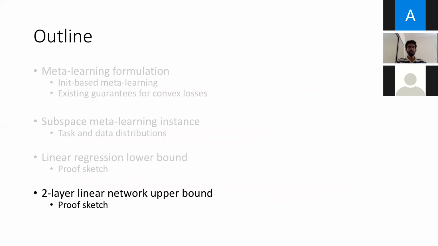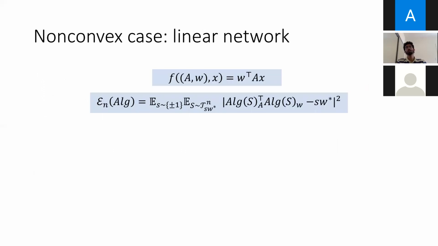Okay, so I'll describe the two-layer case now. Again, it's the same setup. The regressor is now W transpose AX instead, and you can exactly rewrite the excess risk depending on the first layer and the second layer learned by this algorithm. So it's again the effective classifier of the first and second layer minus the true classifier.